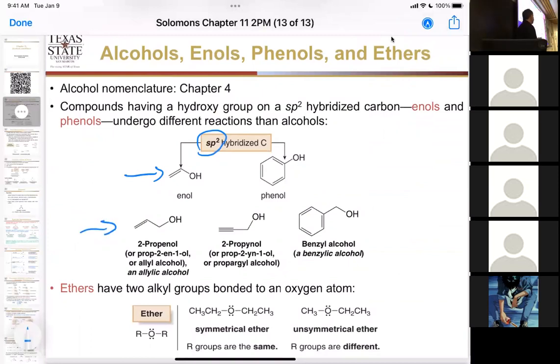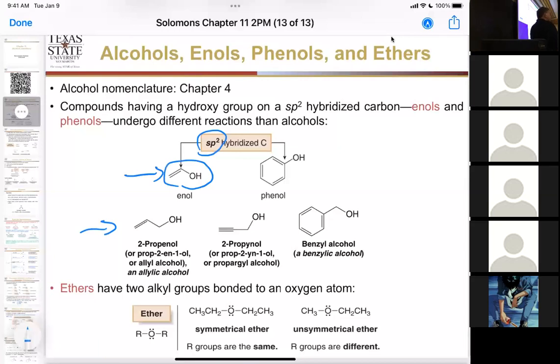Okay, so in the case of those, we have a type where we have the alcohol right next to the alkene. And if you remember nomenclature from chapter 2, we call those enols. Okay, and so these compounds are enols right here.